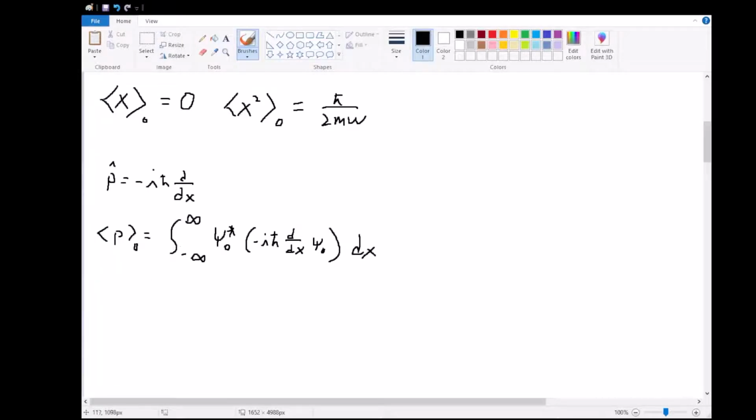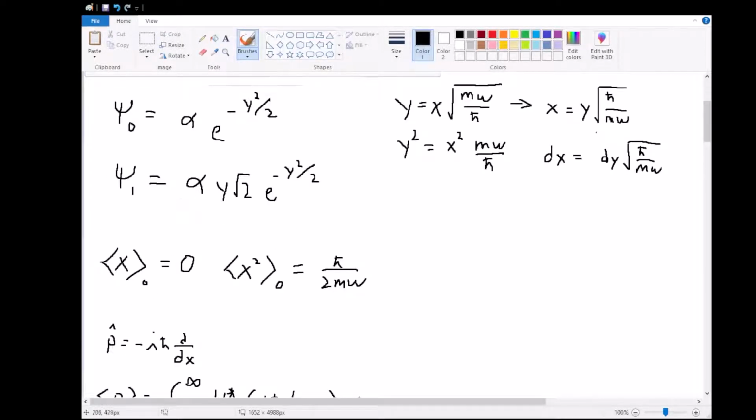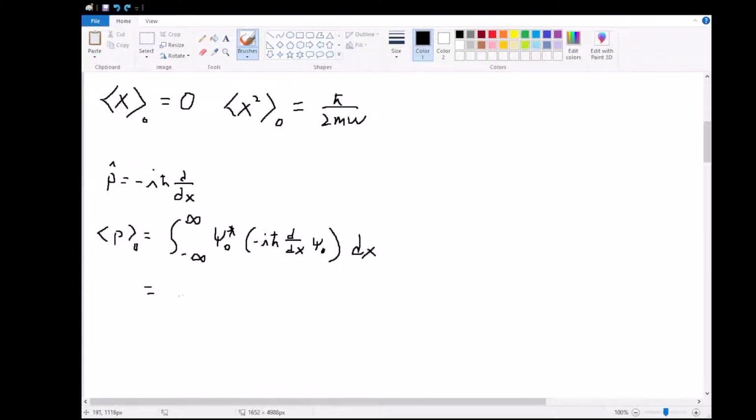We write this out fully, then the alpha terms for psi naught at the front come out just like before. We also have this -i h bar term. So -i h bar times alpha squared times the integral from -infinity to +infinity of psi naught star, which is equal to psi naught. So this is e to the -y squared over 2, multiplied by d by dx of e to the -y squared over 2, dx.